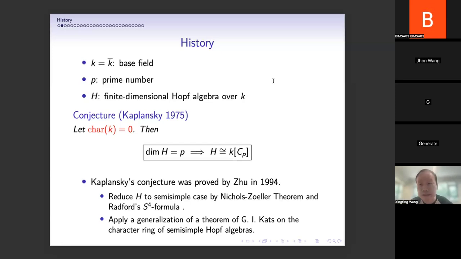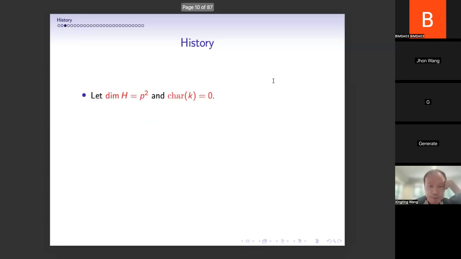And deduce from this kind of irreducibility condition, he can prove that it has to be a group algebra. Now things become a little bit involved when we take the dimension jump from p to p squared. Here we still assume we are in the more commonly accepted field of characteristic 0.